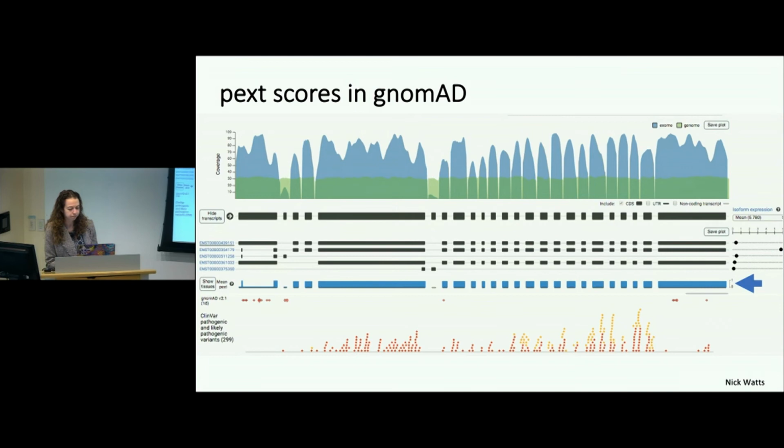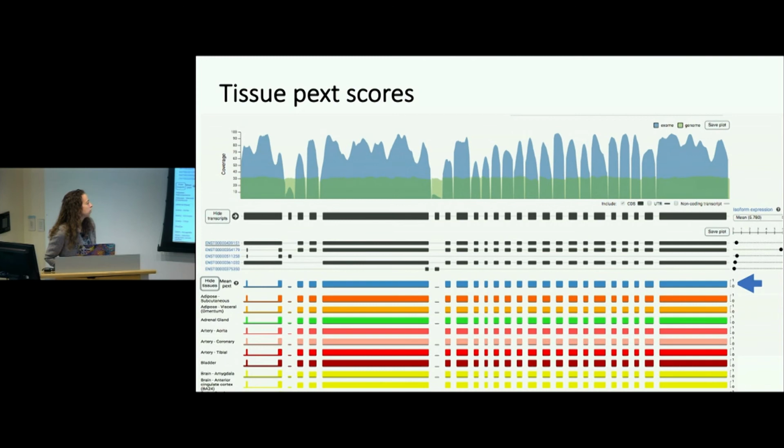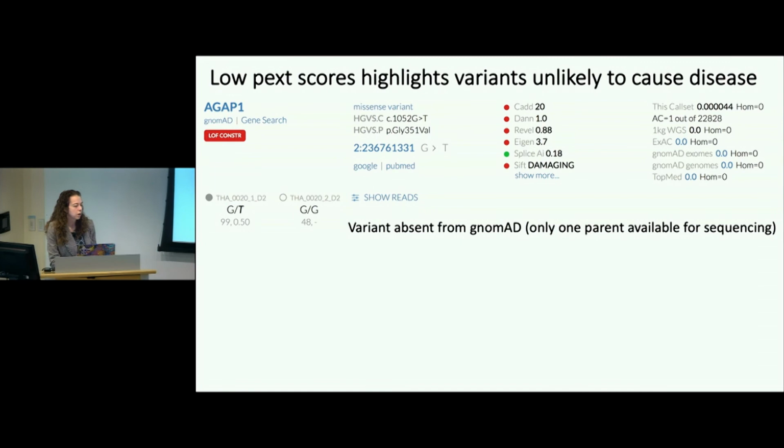And so if you were interested, Sotos syndrome affects neurodevelopment, and so maybe the brain is what you wanted to look at, and so you said, well, I don't want to use the mean expression, I really want to look at the actual tissue of interest, then you can actually open this up and look at all the different tissues. So this is how we use PEXT scores.